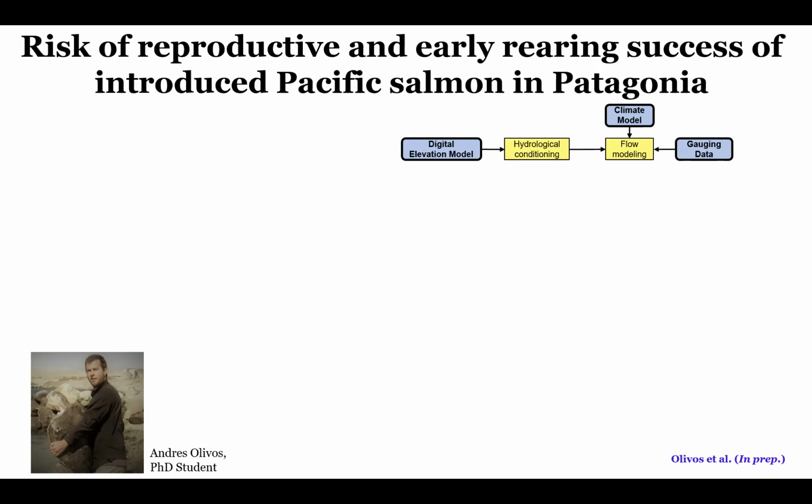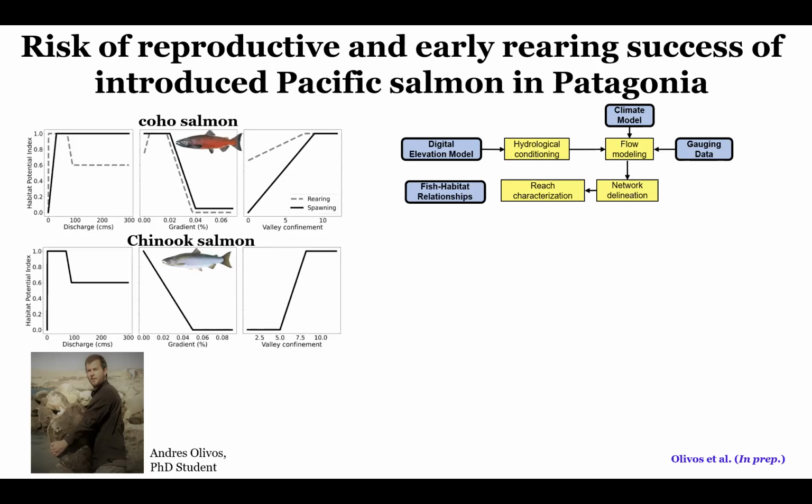Then we model the flow, because when we model flow, we can delineate the river network in different cases. Then we can go to a fine scale and have a rich characterization, and we can use different scales of reach characterization. On the other side, we know the habitat relationships between different attributes for this reach characterization.